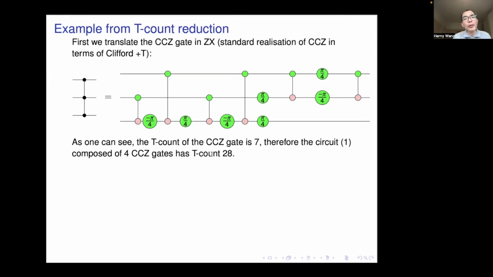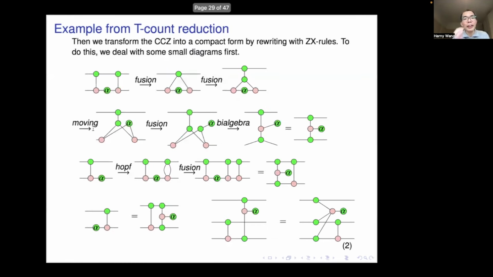The idea is, there are 4 CCZ gates. For each one, I want to simplify each CCZ first, and then put them together and simplify again. That's the idea. Okay, how do I simplify each CCZ gate?